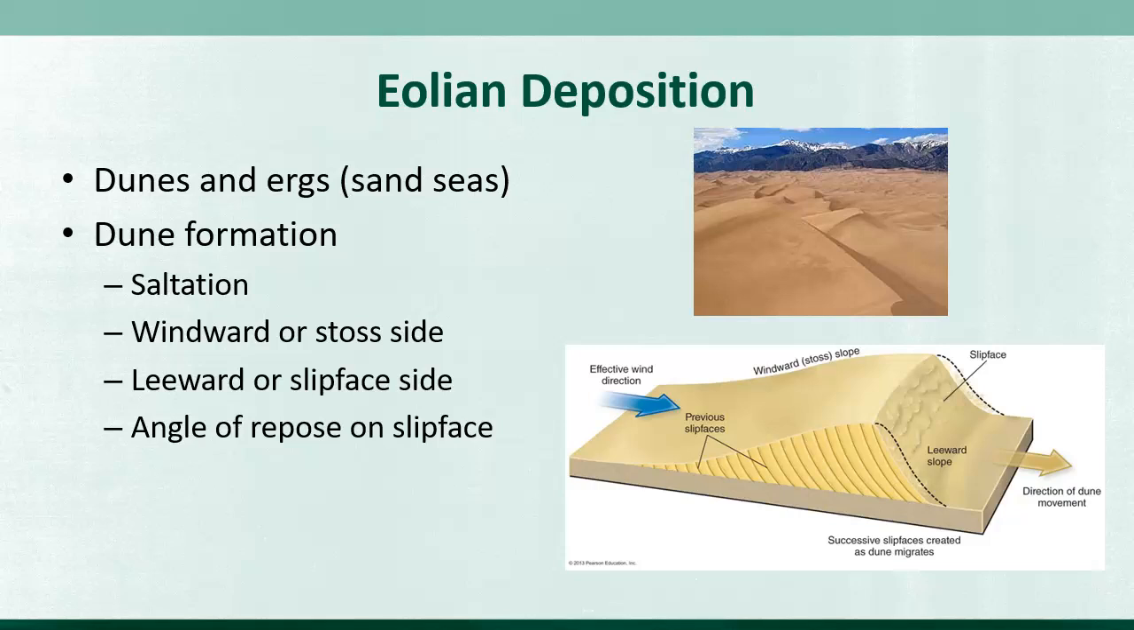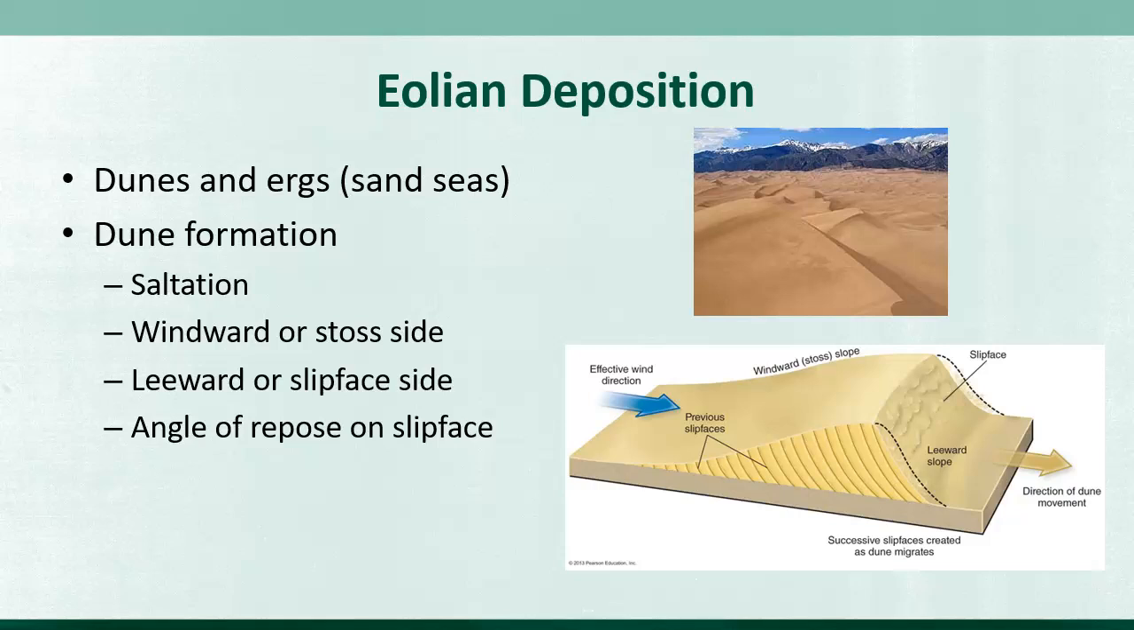Dunes are formed by small particles of sand essentially bouncing along the surface of the ground through saltation. They build up and build up and build up until they produce slopes on the windward side or the stoss side that are relatively gentle. On the leeward side or the slip face side, these particles build up to the maximum angle of repose. And so there's small little landslides that take place along the face of these dunes.